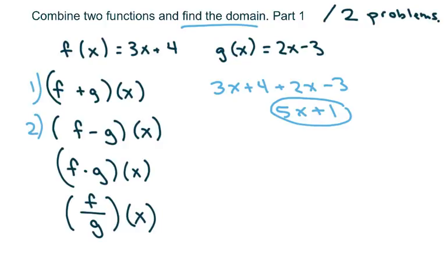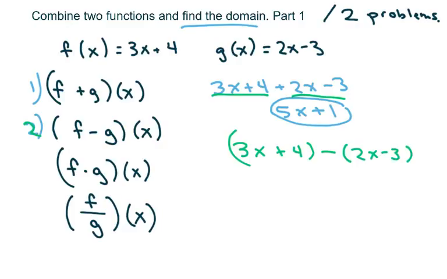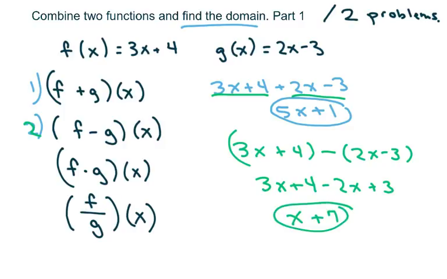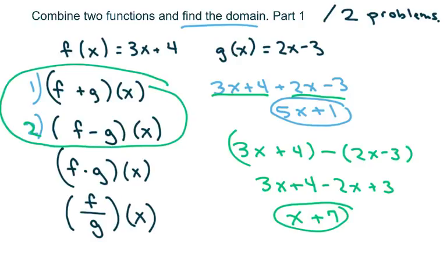So for the second one, we're going to subtract these two. So we get 3x plus 4 minus 2x minus 3. You get 3x plus 4 minus 2x plus 3, and that gives you x plus 7. And the domain for this is all real numbers. So for these first two, the domain is all real numbers, and I would just write it like this, all real numbers.